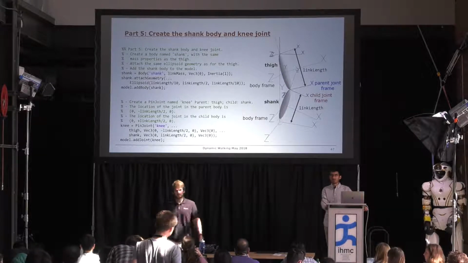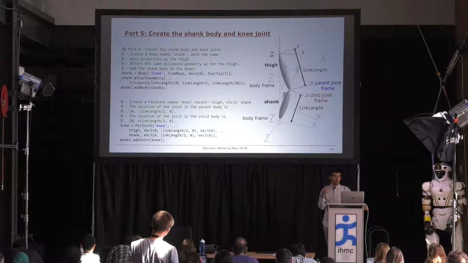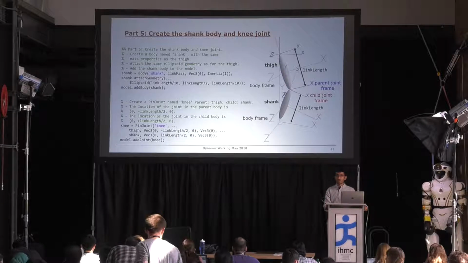If you're trying to understand how the joint definitions work, you can play around with these arguments. You can try changing the location in parent or location in child to get a sense of how the joint definitions work.